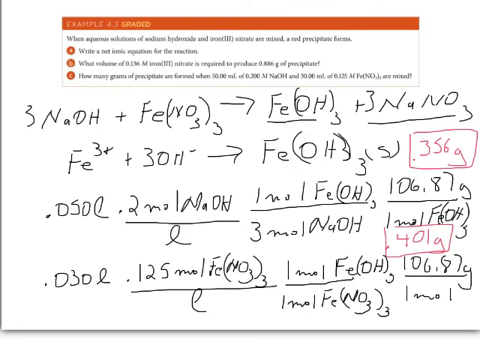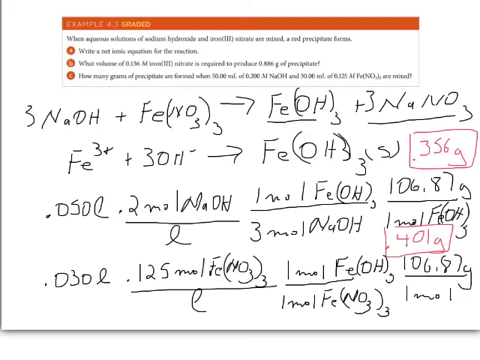So when we multiply through, we get that we could make 0.356 grams of the iron 3 hydroxide, starting with the 0.050 liters of 0.2 molar sodium hydroxide, and if we started with the iron nitrate, we could make 0.401 grams. So just like we learned in the last chapter, the one that will make the smallest number of grams is going to be the limiting reactant, and the amount that that makes is the theoretical yield. So we could make 0.356 grams.